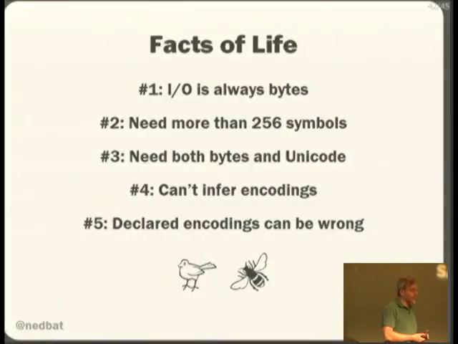So, just to review the 5 facts of life. 1, I/O is always bytes. Files and networks are always bytes. Fact of life number 2, you can't make everyone speak English. Fact of life number 3, you need both bytes and Unicode. You can't write a program that only deals with one or the other. Fact of life 4, you can't infer the encoding, you have to be told, so figure out where you're going to get that information from. And 5, be prepared one day for it to be wrong.